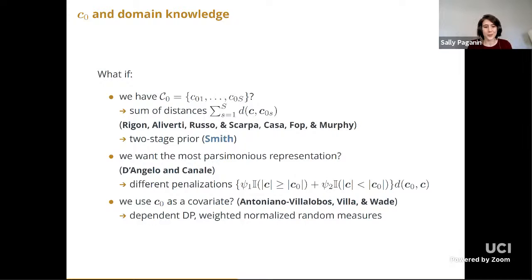An alternative could be, if we don't want to have this strong prior and we don't want to put a strong weight in this neighborhood of C0, we can think about C0 as a covariate, as was suggested by Antoniano-Villalobos et al., so that it can be used with tools that are already developed in the literature, like the dependent Dirichlet process or weighted normalized random measures, where the allocation to partition is dependent on information on C0, but it's not necessarily the case that partitions close to C0 are more likely to occur.